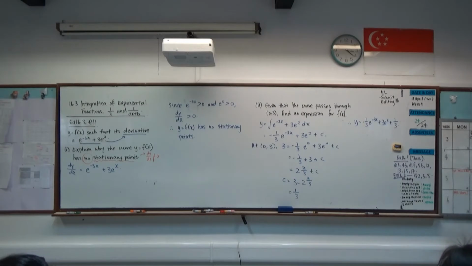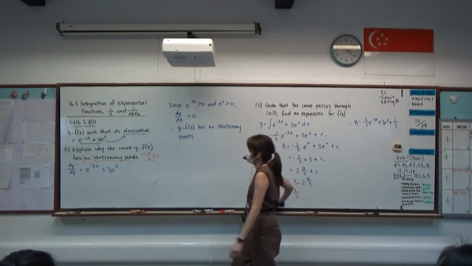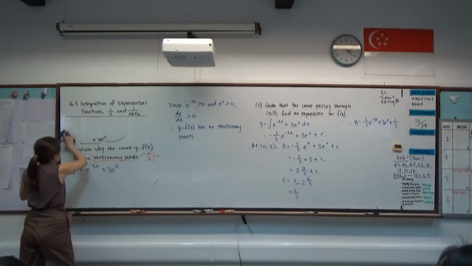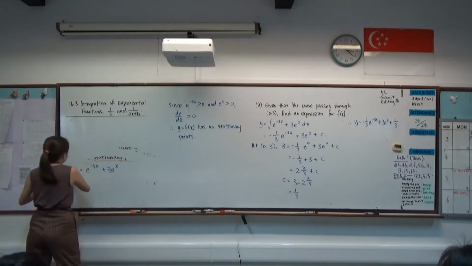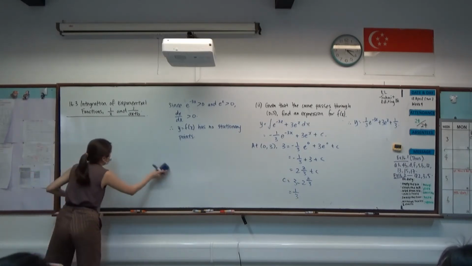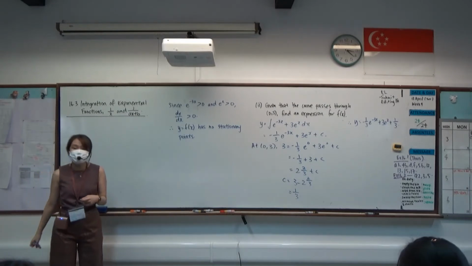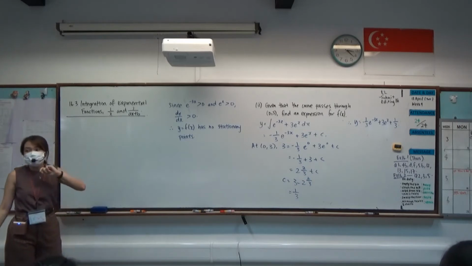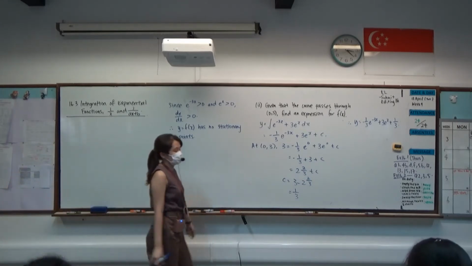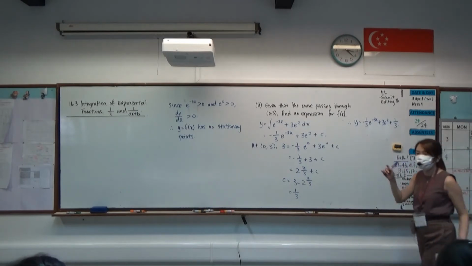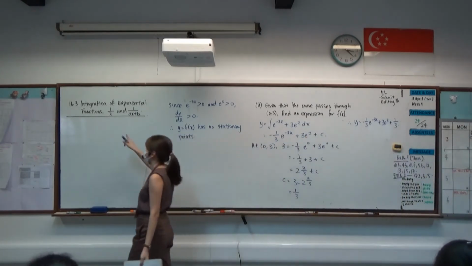Now look at how we integrate 1 over x and 1 over ax plus b. Why are we looking at integrating 1 over x and 1 over ax plus b? Didn't we already cover it in 16.1? The thing is, in 16.1, we did not actually talk about integrating this, because the powers that we discussed in 16.1 are all not equal to negative 1.